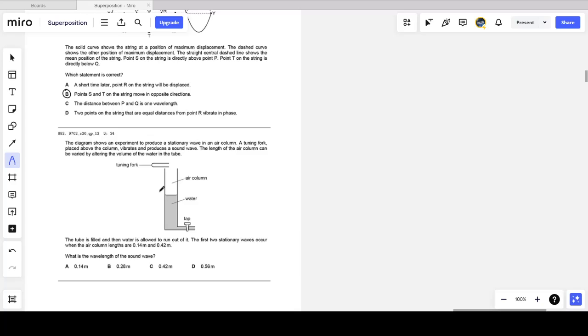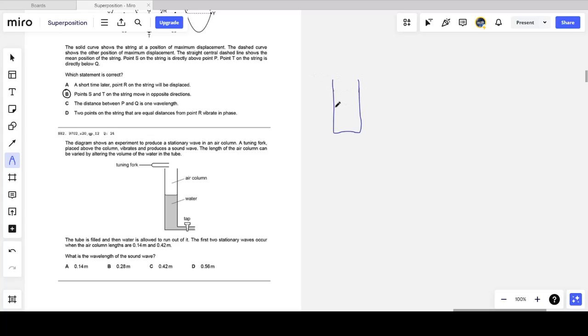Open the tap, the water level changes, and the standing wave changes. The tube is filled and then water is allowed to run out of it. The first two stationary waves occur when the air column lengths are 0.14 and 0.42 meters. We want to know the wavelength of the sound wave. Now, a little note about this question is you actually don't need both the lengths given. It might have been there to sort of throw you off, but you definitely don't need both of them.